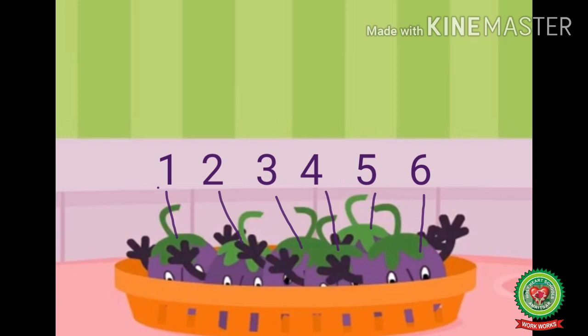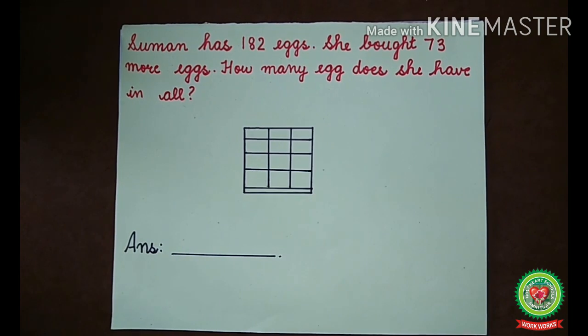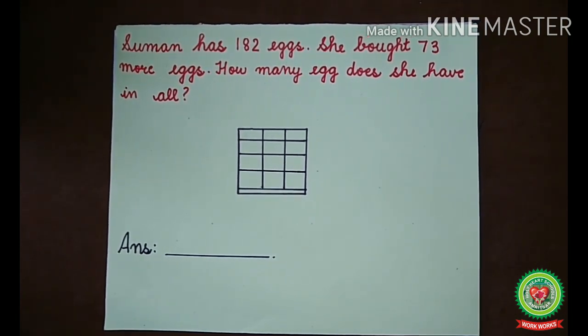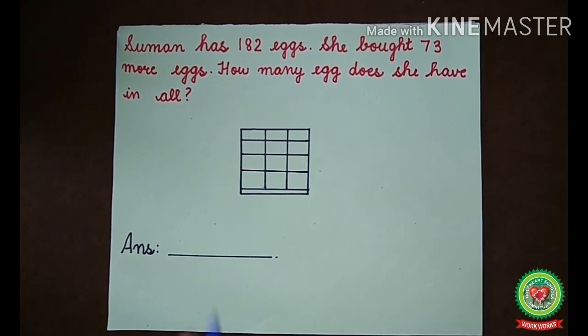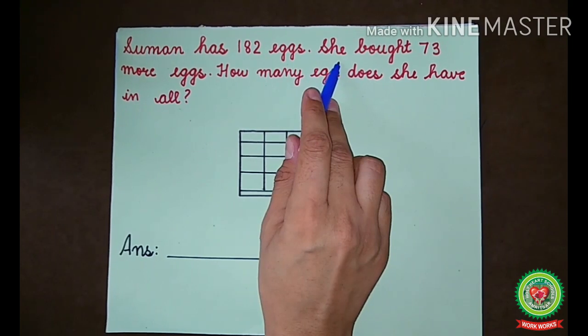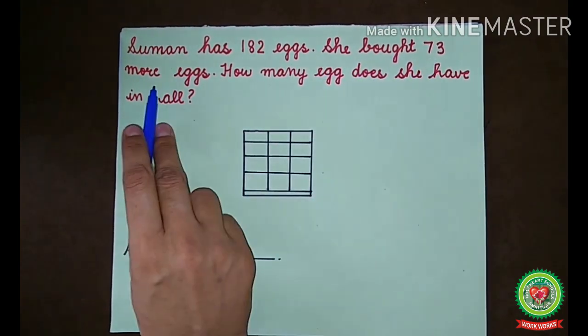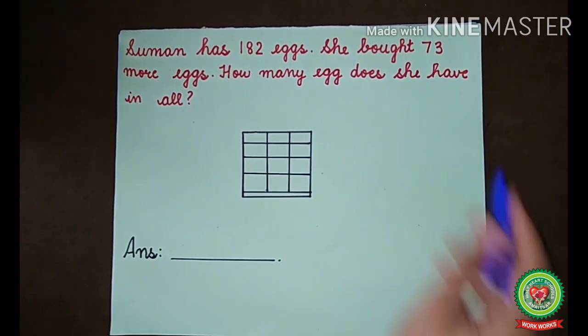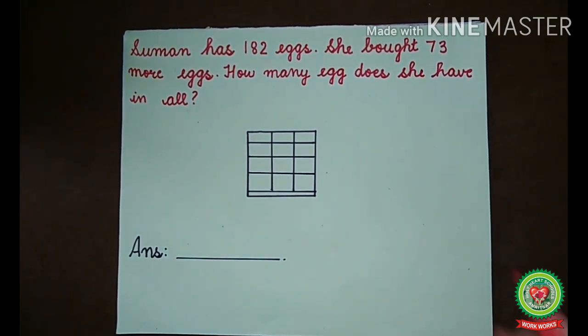Now we will practice the sums from your Magical Maths book. Okay, children, now we are going to practice the sum which is given in your Magical Maths book. For example, Suman has 182 eggs. She bought 73 more eggs. How many eggs does she have in all?